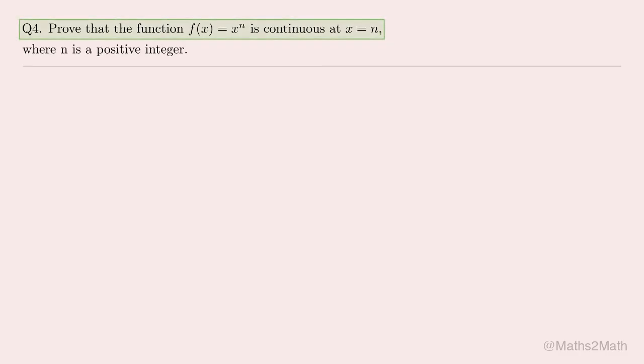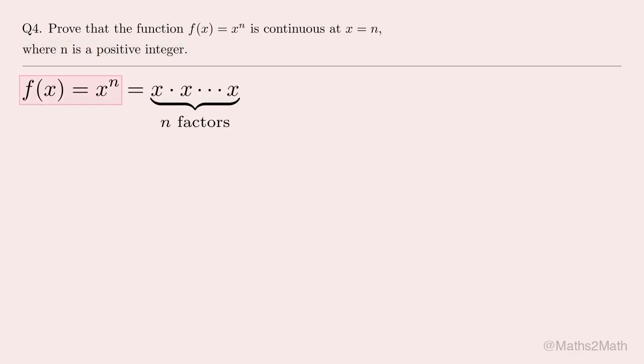Question 4. The power function x to the n must be shown continuous at the point x equals n itself. The identity function is continuous, and products of continuous functions stay continuous. X to the n is the product of n copies of the identity function x, each of which is continuous everywhere. By the product rule for continuous functions, f is continuous at every real number, in particular at x equals n, where limit and value are both n to the n.